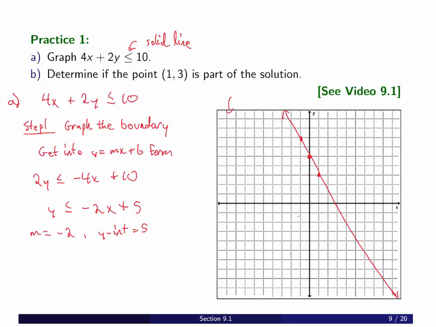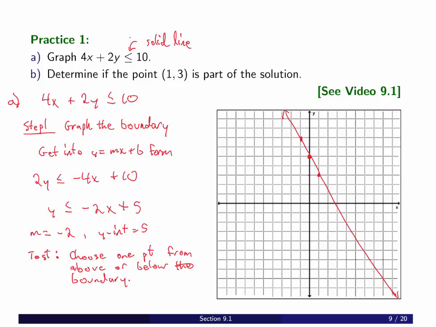But how do I show that to be the case? You could use a test point, and you're going to choose one point from above or below the boundary and see if it satisfies the inequality. If it does satisfy the inequality, then that's part of the solution region and you'll know which region to shade in. If it doesn't satisfy it, then you're going to shade in the opposite region from the one you chose the point from.